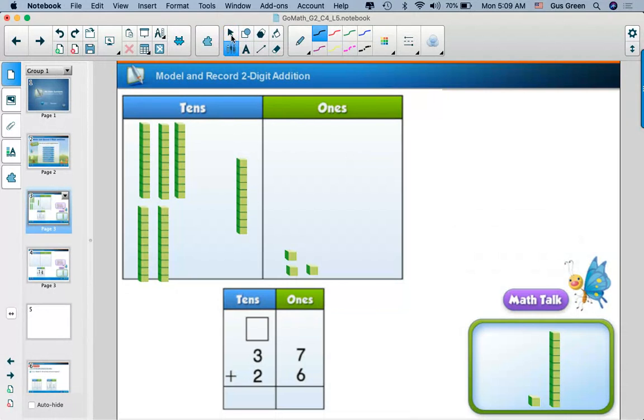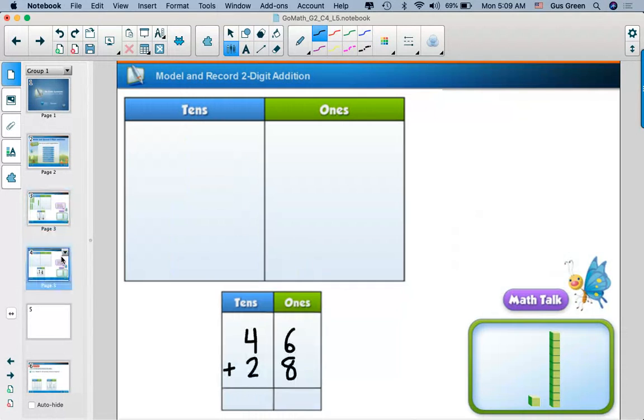So now we have 3 ones left, and I moved another 10 over into the tens column, and that's what this box is for. So 7 plus 6, when I added them together, I had enough ones to make a 10, and I've still got 3 ones left over. So I put the 3 ones here, and then I put the 10 that we regrouped into the box. And now I can just count my tens up, and there are 6 of them. So now I know that 37 plus 26 is 63.